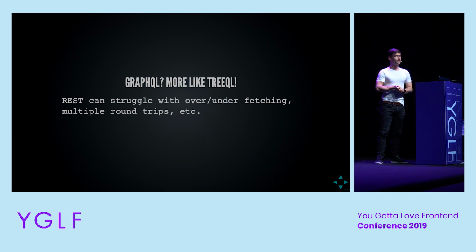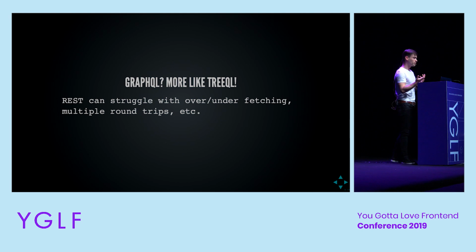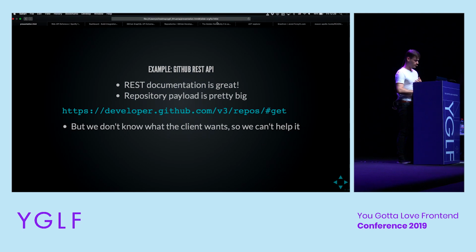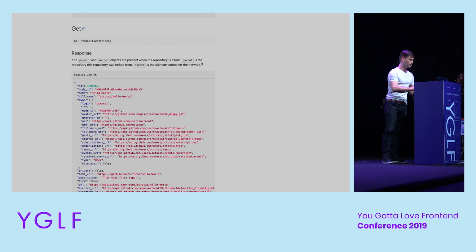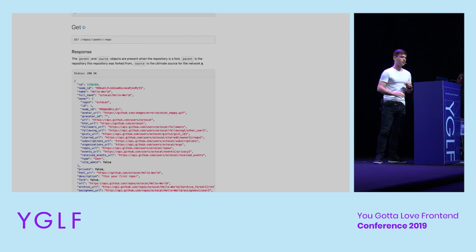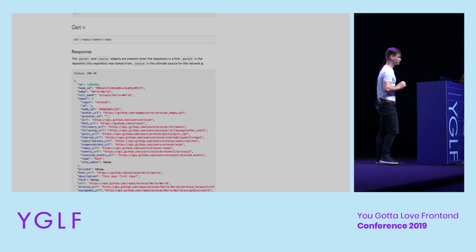Not only that, but GraphQL has these other really nice properties. So REST really struggles in many cases with over and under fetching and multiple round trips. So let's take another example, which is the GitHub REST API. GitHub has moved to GraphQL for its latest API, but it still supports a REST version. And their REST, again, they do a really good job with their API. It's really well designed. It's very powerful.